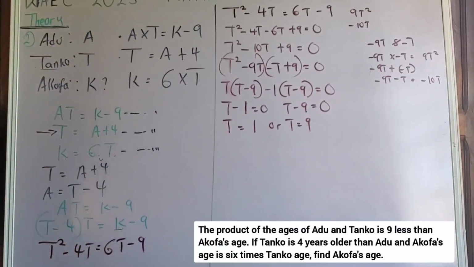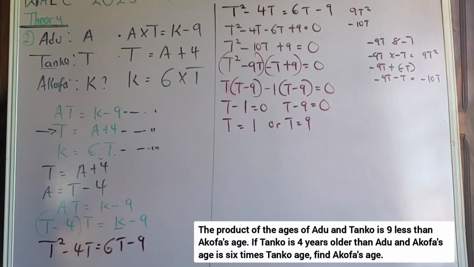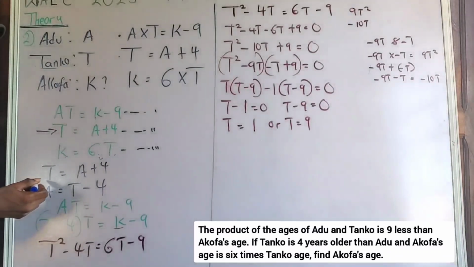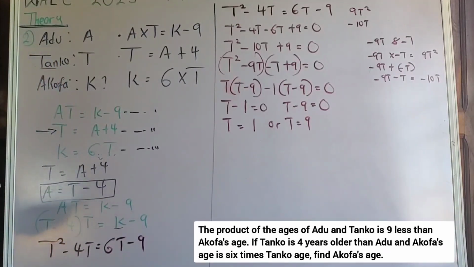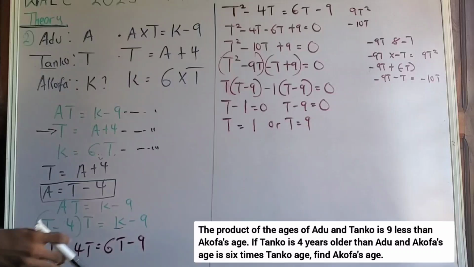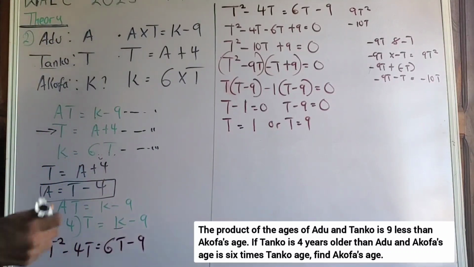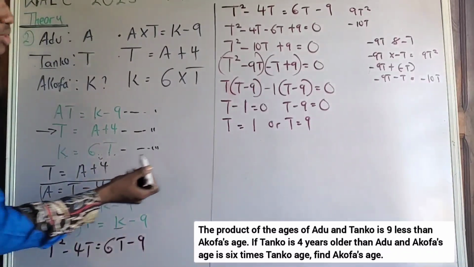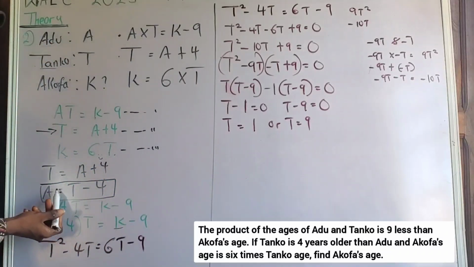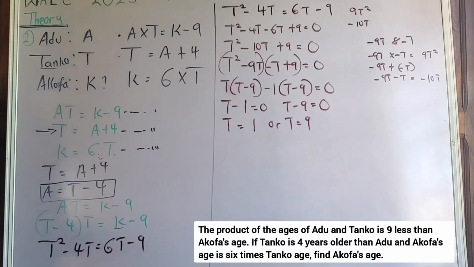Which of the values are we going to choose for Tanko's age? Well, that depends on some things. Please pay attention. You know that when we make A the subject of the formula in this equation, A is for Adu, right? Yes. I'm showing you, if you come across this kind of question in the exam, the best way to know the value to choose is this. You know, A equals t minus 4. Now, if you substitute the value of t as 1 in this equation, you're going to have A equals 1 minus 4, and that will give you negative 3. And Adu's age cannot be negative 3.